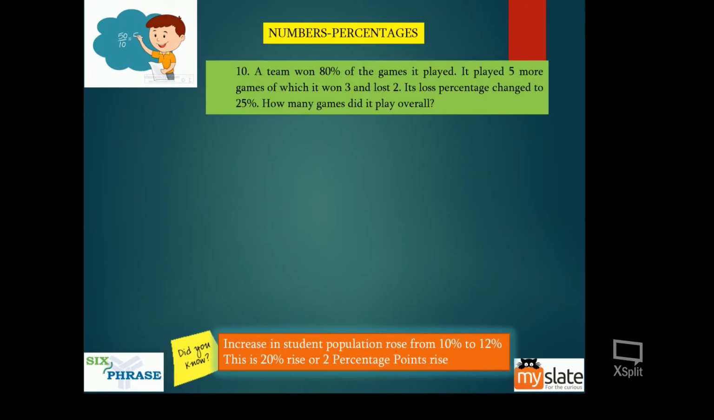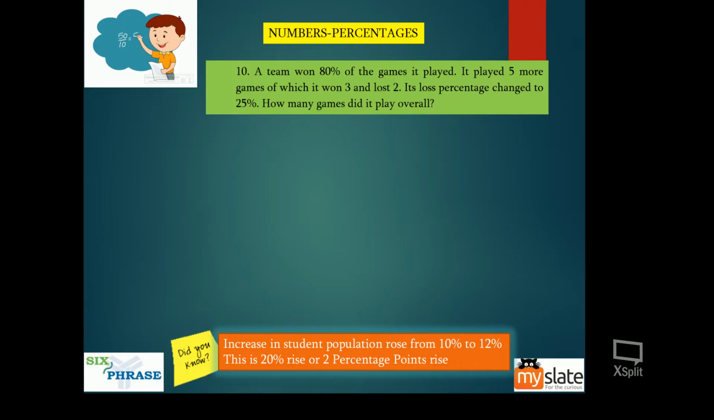A team won 80% of the games it played. It played 5 more games, of which it won 3 and lost 2. Its loss percentage changed to 25%. How many games did it play overall? Here we don't know how many games the team has played, guys. We don't know the number of games. That is what we are going to find.